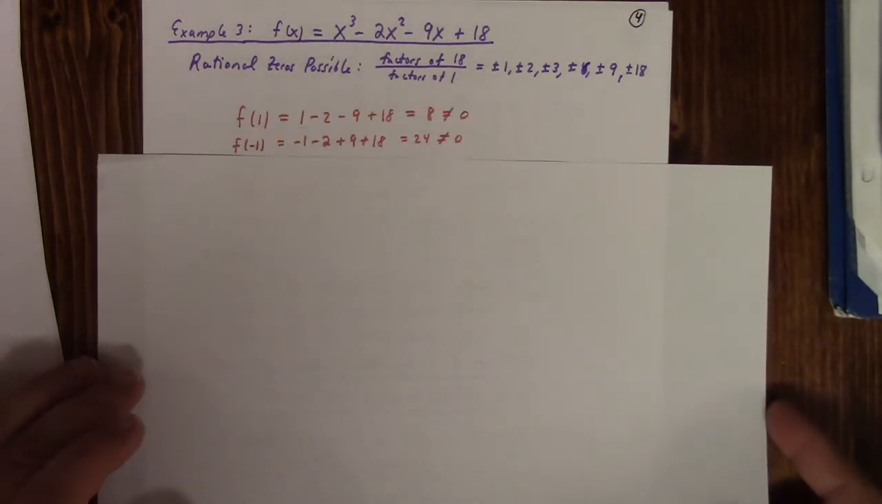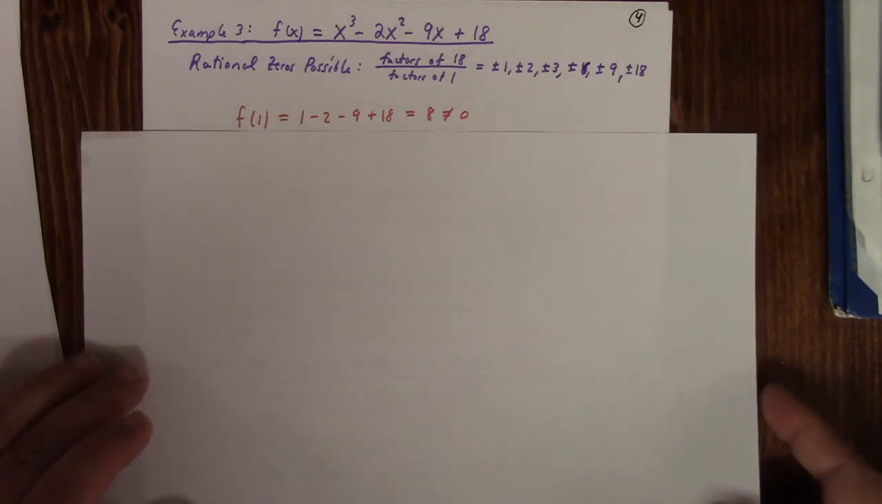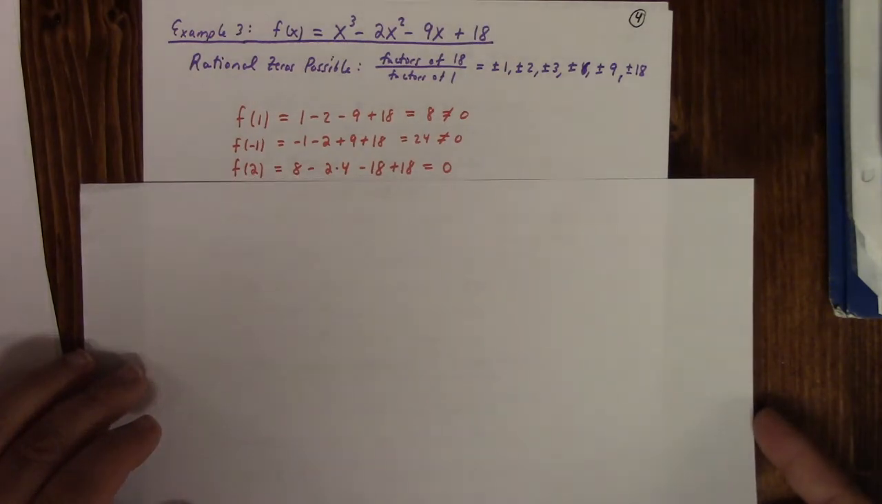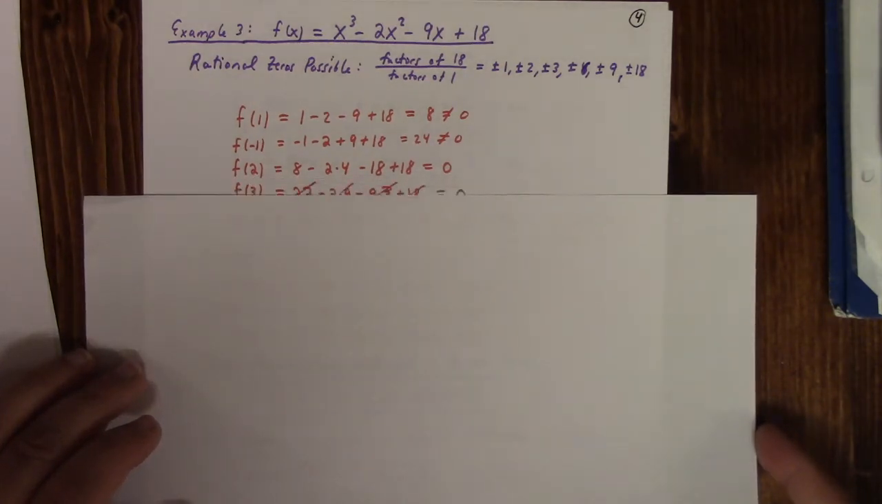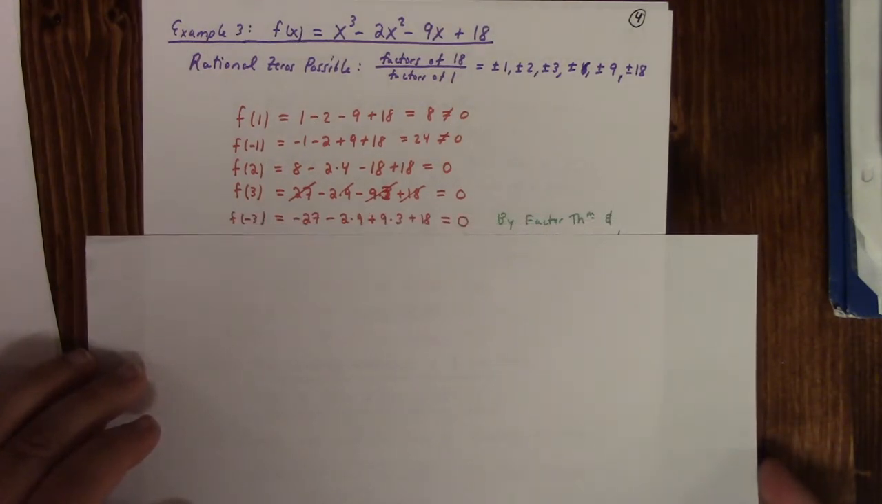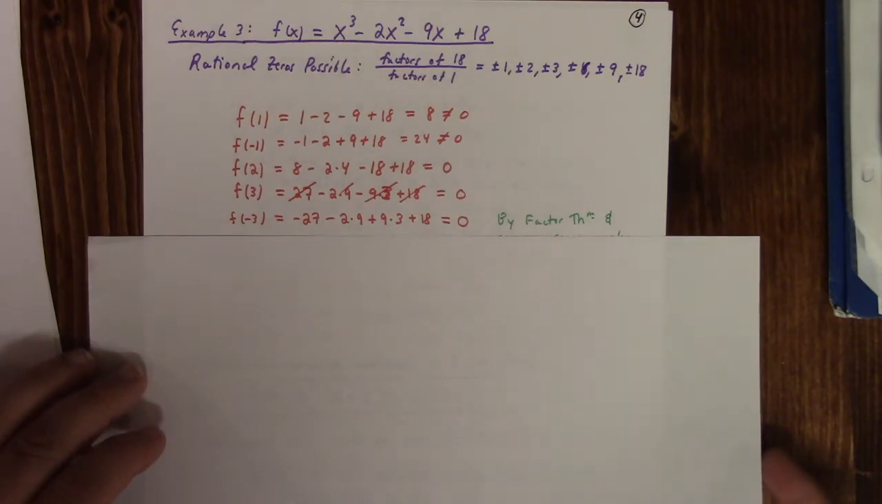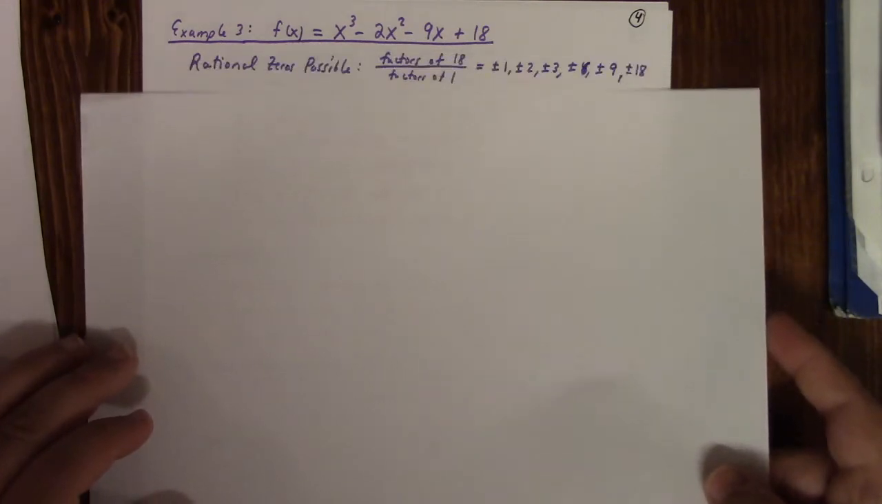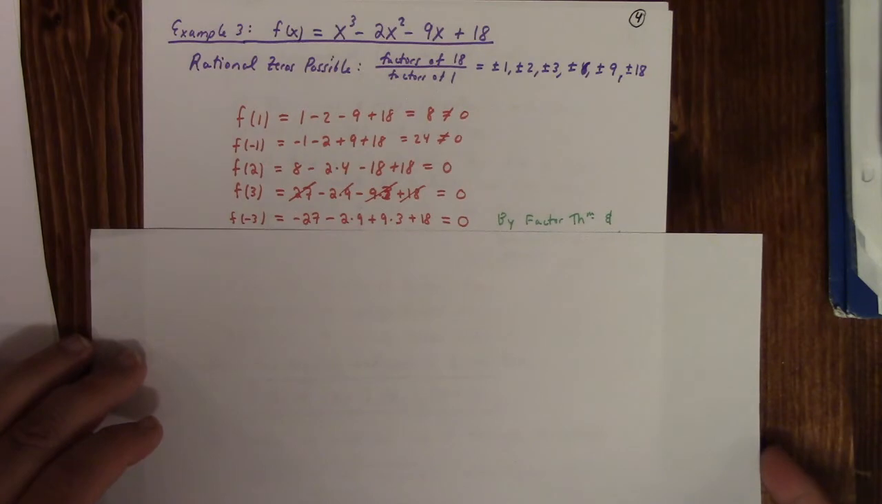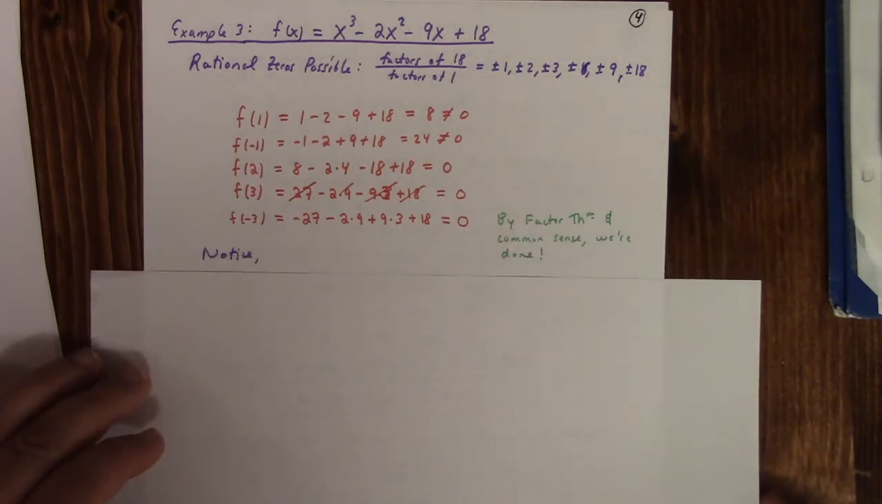Okay, so then I just start calculating them, like f of 1, f of minus 1, f of 2. Oh, f of 2 is 0. Woohoo! f of 3 was 0. Hey, great, now we got 2 of them. And f of minus 3 was also 0. So at this point, if you know what you're doing, you know you're done, because if we've got a cubic polynomial and we just found 3 distinct zeros, that means that we've got 3 factors. That's all we need, right?